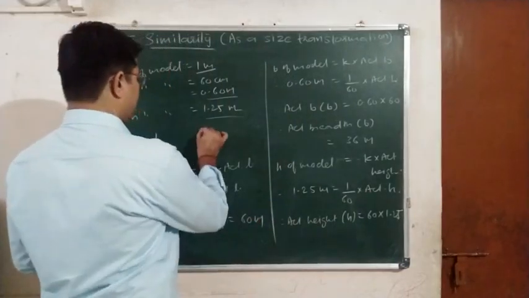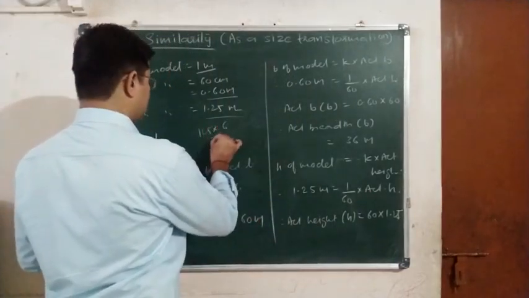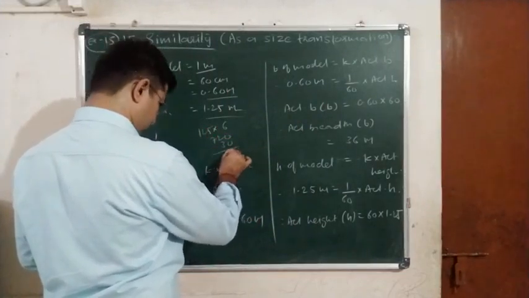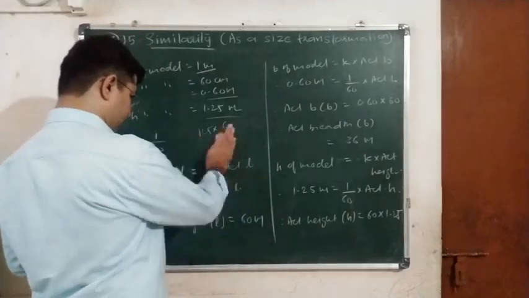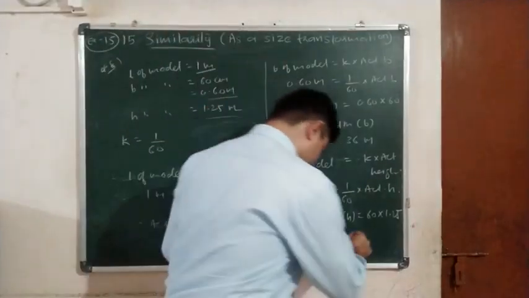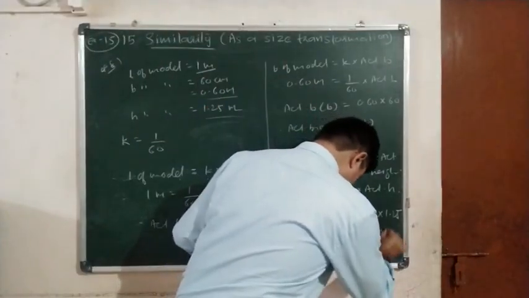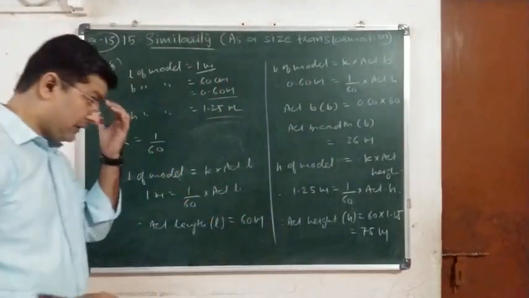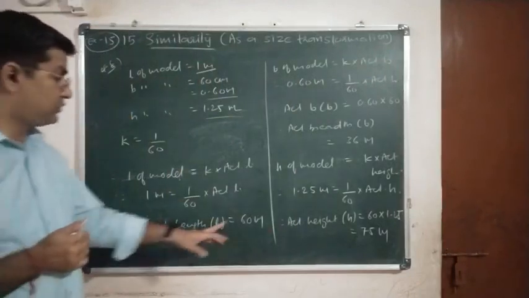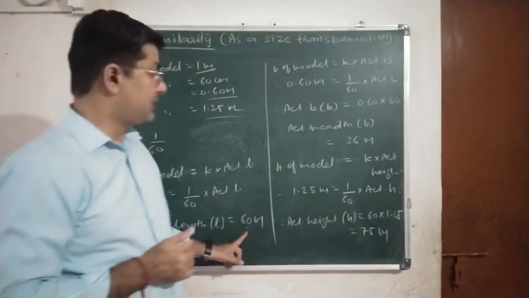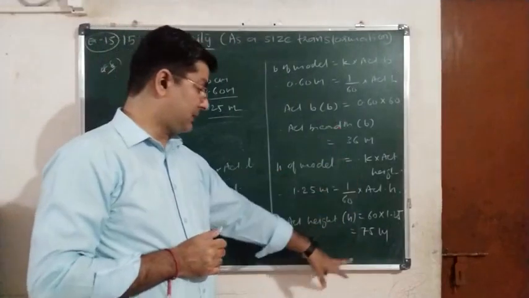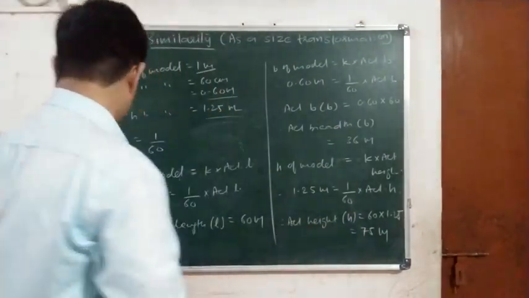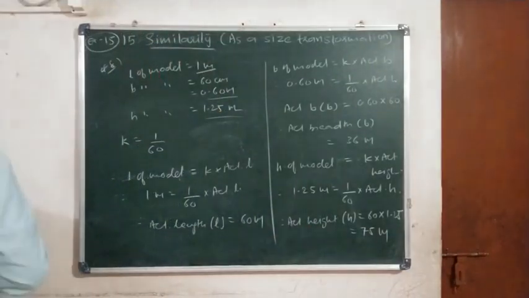Okay, so 125 by 75, yes or no? So we will get the actual height to be 75 meters. Now we have got the actual dimensions: actual length 60 meters, actual breadth 36 meters, and actual height of the building 75 meters.